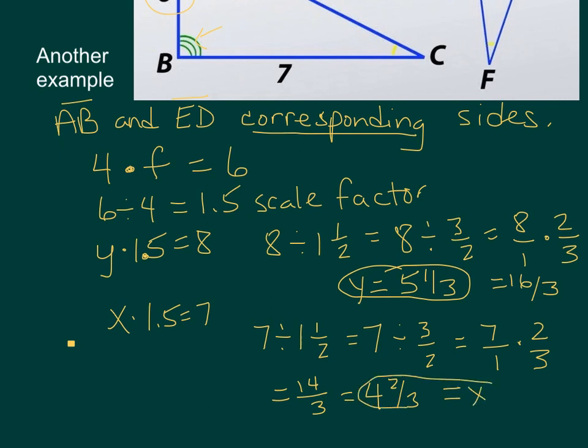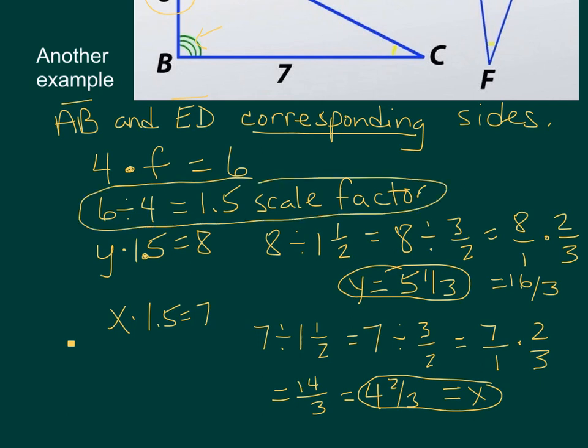So here's what I really want you to be okay with. First off, make sure you understand what corresponding sides are. Make sure you're okay with finding the scale factor, and make sure you're okay with whether to multiply or divide to find the missing side in the other triangle. If you've got those things down, you're good to go.